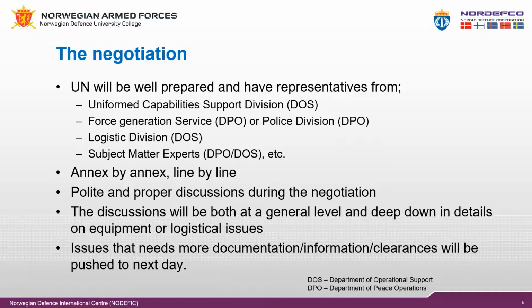The United Nations will always be well prepared for negotiations and have representatives from the Uniformed Capability Support Division inside the Department of Operational Support, the Force Generation Service or the Police Division, both from the Department of Peace Operations, the Logistics Division within the Department of Operational Support, and subject matter experts coming from both departments. The United Nations negotiation team will suggest discussing and agreeing upon annex by annex and line by line.